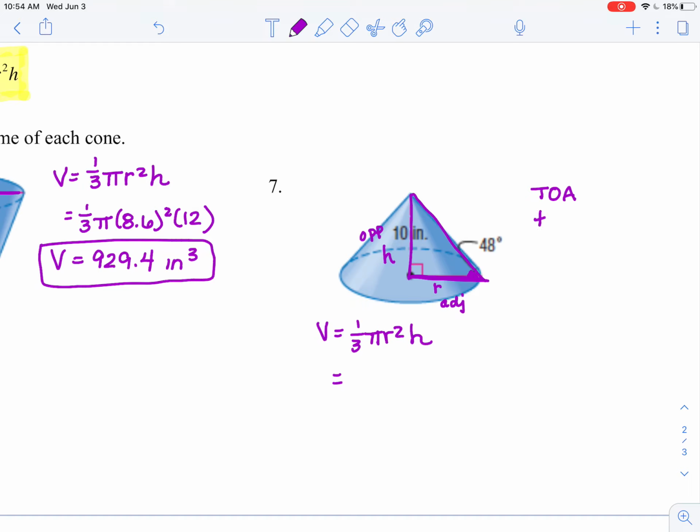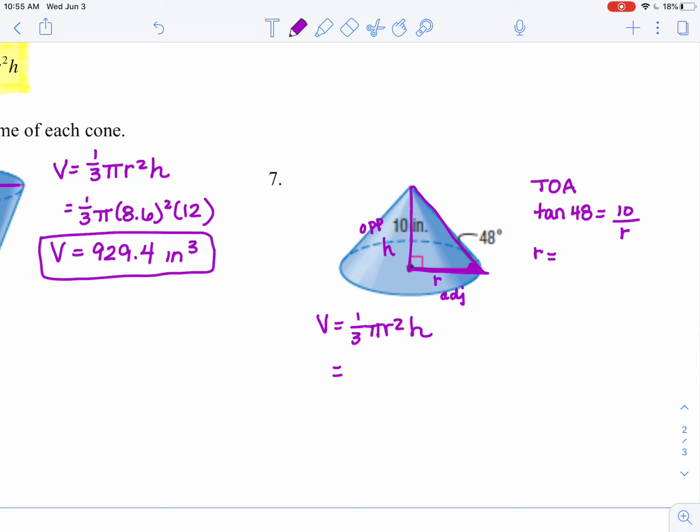So we create the equation, the tangent of 48 degrees equals opposite, which is 10, over the adjacent side, our radius. So our radius is going to be 10 divided by the tangent of 48. Make sure that your calculator is in degrees and not radians. When you type this into your calculator, you should get a radius of about 9.